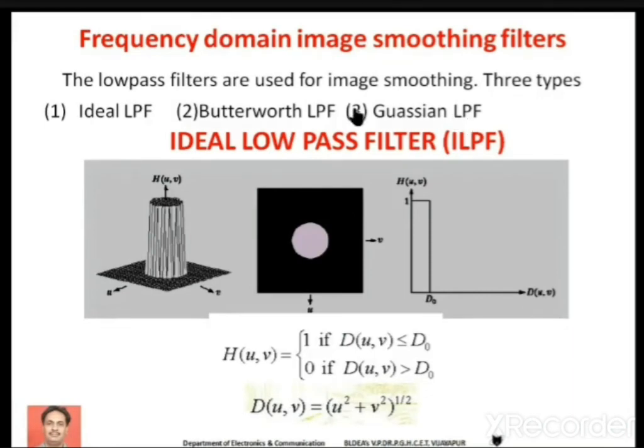Students, if you get a question on this topic, explain frequency domain image smoothing filters, we are supposed to explain these three filters: the ideal low-pass filter, the Butterworth low-pass filter, and the Gaussian low-pass filter.